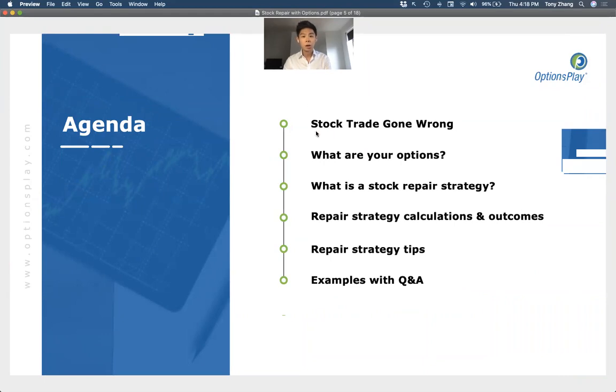So let's first talk about a stock trade that has gone wrong. The question is, what are your options? What can you do after a trade has gone against you? This is a stock position, where you buy a stock and the stock declines.